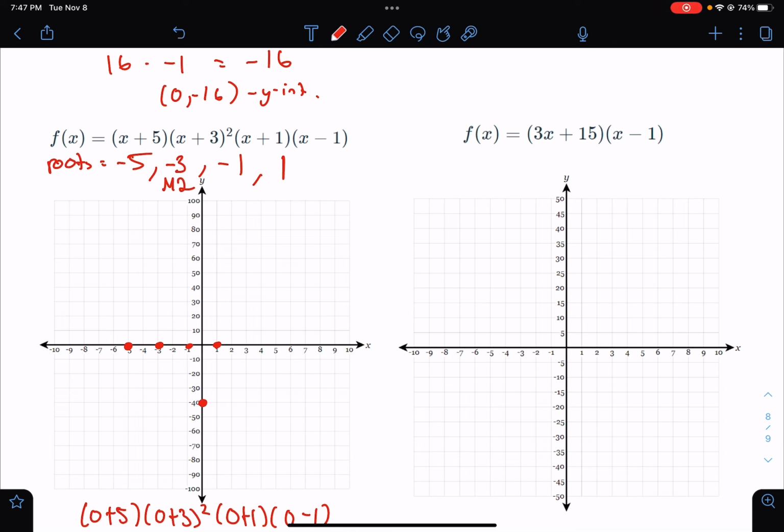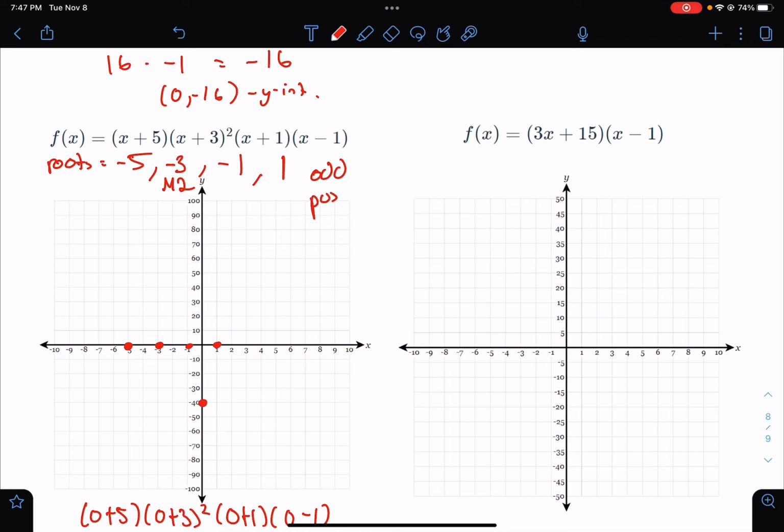And then, let's see. We've got 1, 2, 3, 4, 5. So this is also an odd degree, and a leading coefficient of 1. So it's going to be odd and positive, which again tells us we don't know what's going to happen inside, but it's going to have the end behavior looking like this. All right. So let's go ahead and draw our graph in.